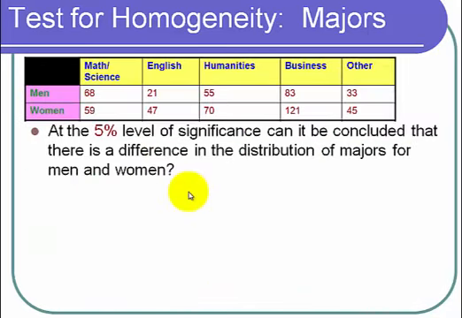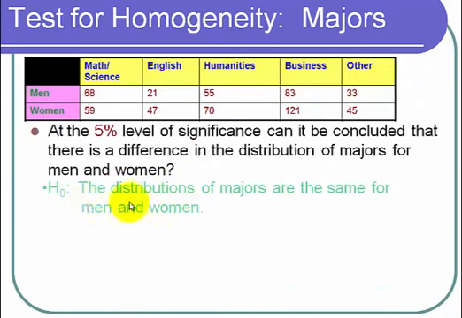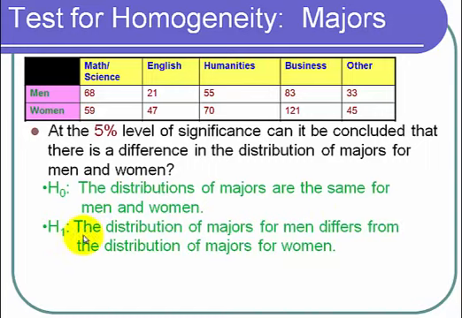Let's state the null and alternative hypotheses. So the null hypothesis is that the distributions of majors are the same for men and women. And the alternative hypothesis, H1, is the distribution of majors for men differs from the distribution of majors for women. So let's go to our calculator.